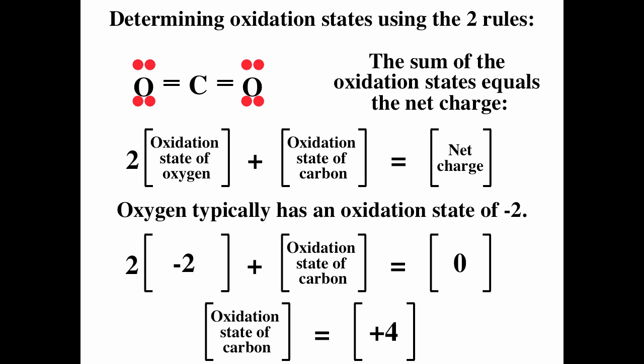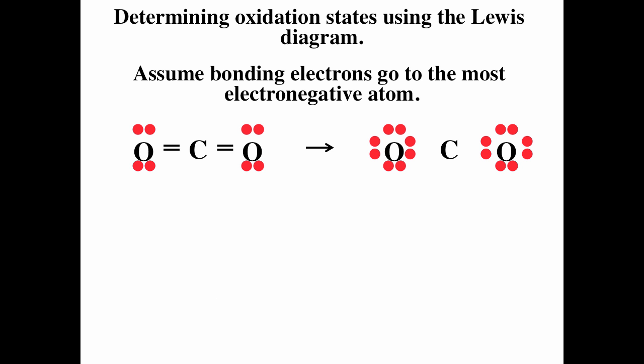Now we can also do this using the Lewis diagram. For the Lewis diagram method, we draw the Lewis diagram, and then we draw it with the bonding electrons going to the most electronegative. You should remember in your periodic table, as you go up and to the right, elements get more electronegative. Oxygen is more electronegative than carbon, and so oxygen gets those bonding electrons.